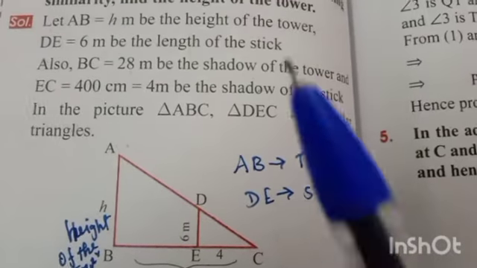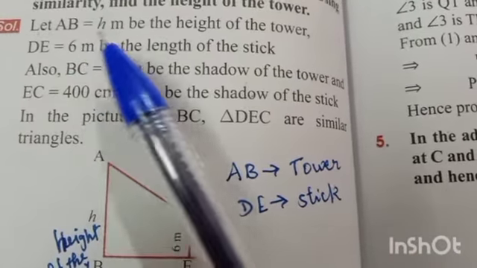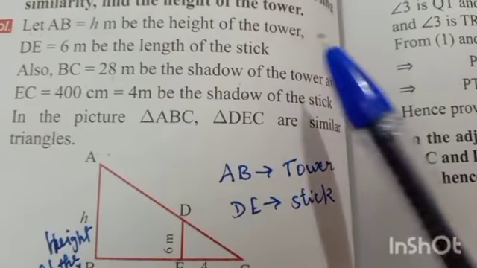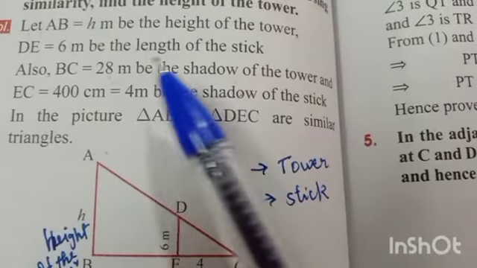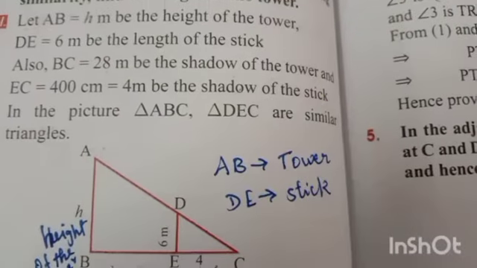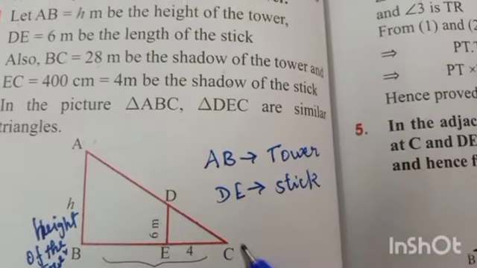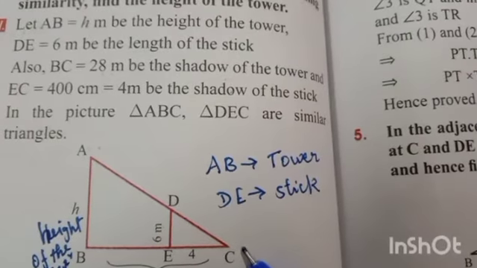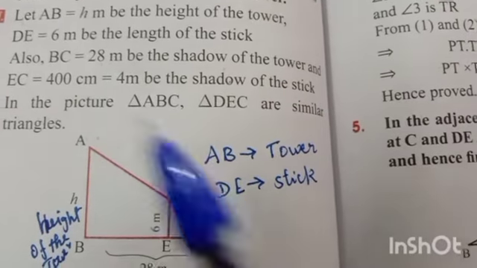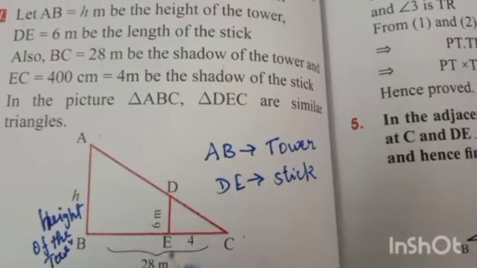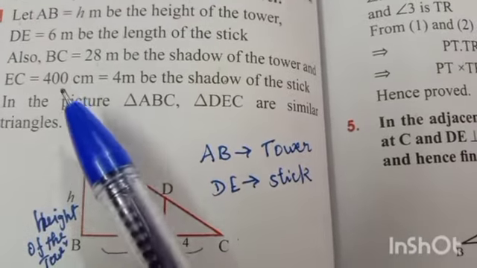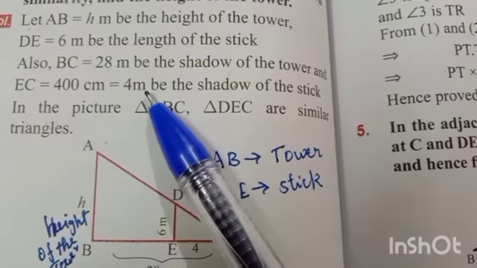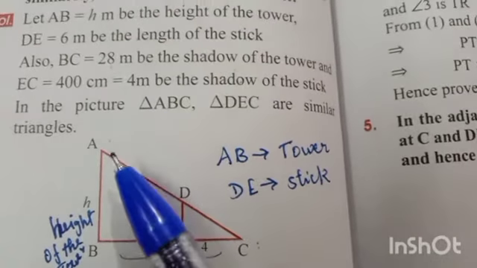Okay, students. Let AB equal h meters be the height of the tower. DE equal to 6 meters is the length of the stick. Also, what is given in the question? BC is the shadow of the tower, equal to 28 meters. Then EC is the shadow of the stick, that is 400 centimeters, equal to 4 meters. So, you have to observe this picture.